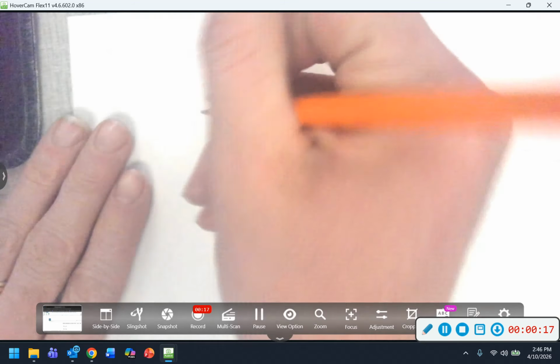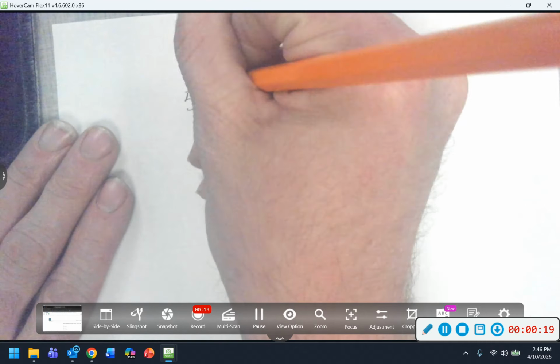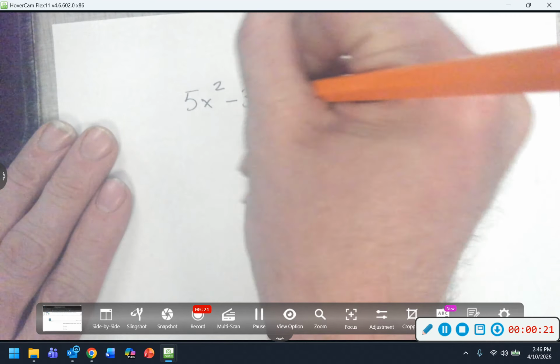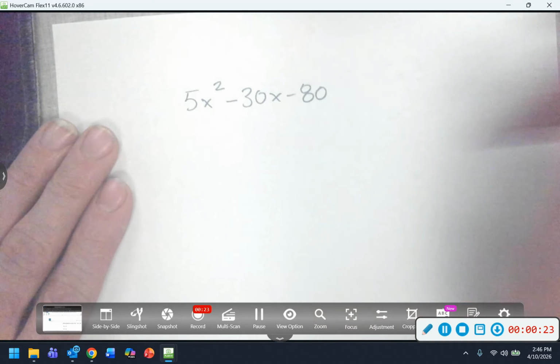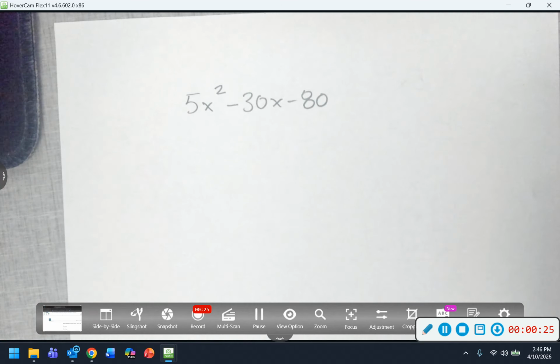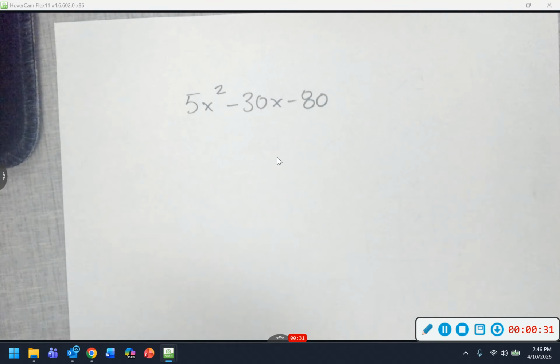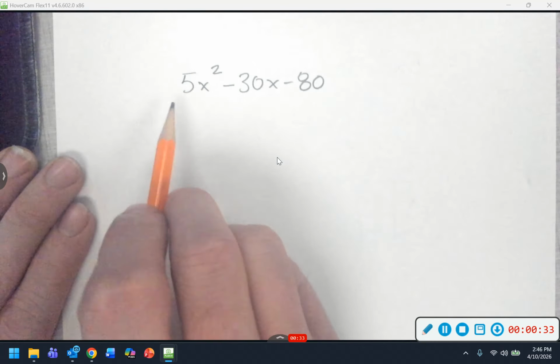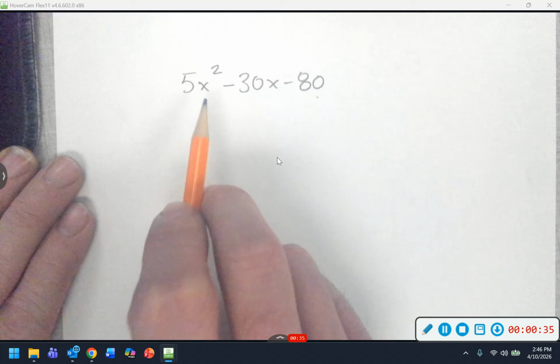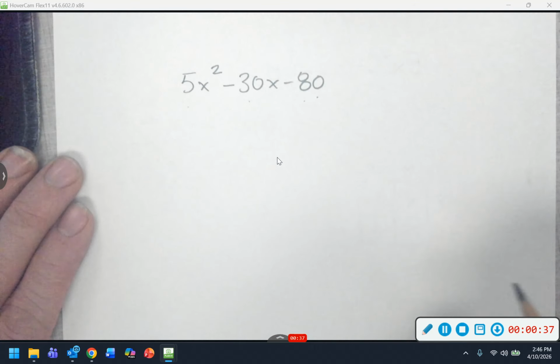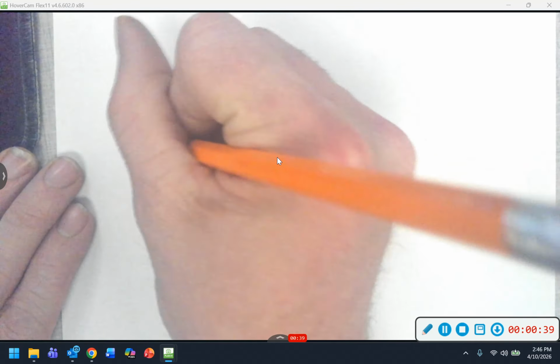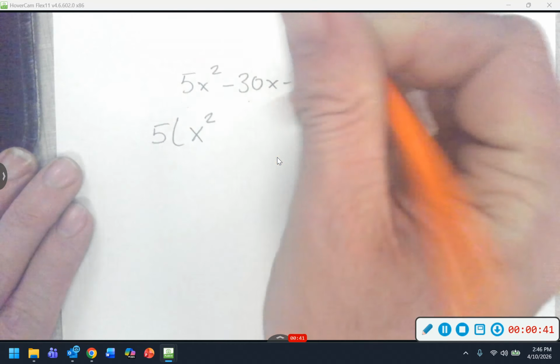First way, let's write down our original expression, 5x squared minus 30x minus 80. What we're going to do with this is first check for, is there a GCF to this expression? That's our first step whenever we factor. Meaning, is there any number I could divide all three terms by? That number is 5, so I'm going to factor out that GCF.